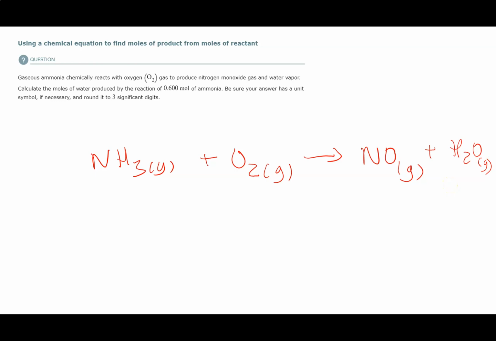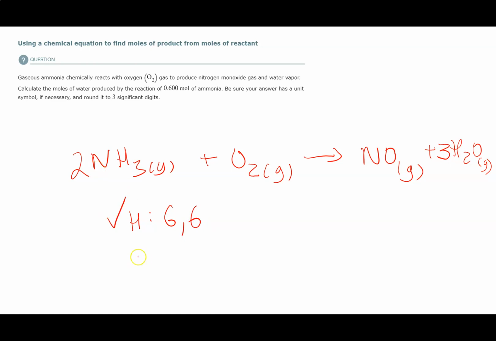So we need to balance this, and the big thing that I can see is that my hydrogens don't balance, do they? So I'm going to put a 2 there, and then that'll bring that up to 6, and then I'm going to put a 3 there. And then I can see now that my hydrogens balance. So hydrogens 2 times 3 is 6, hydrogens 3 times 2 is 6, so they now balance.